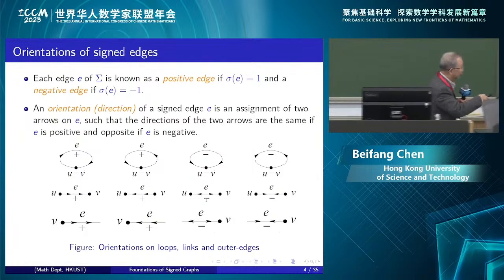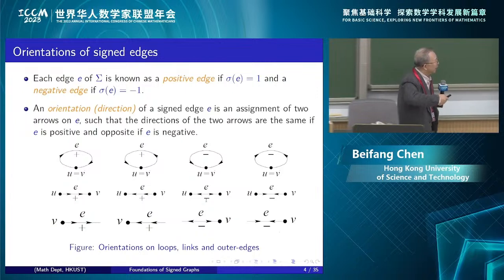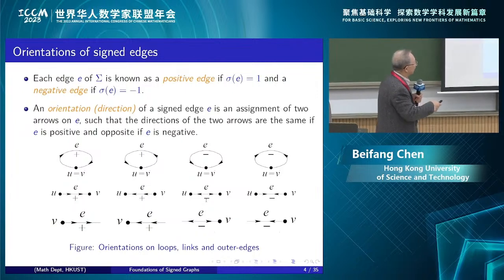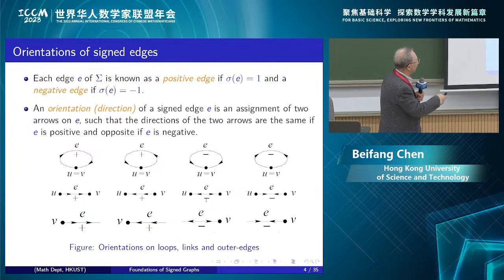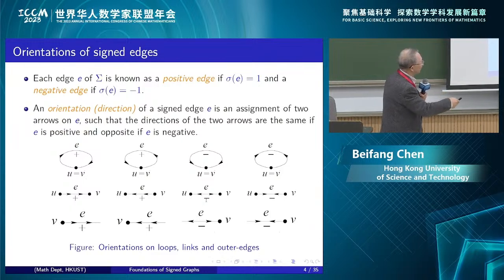It works now? Okay. Thank you. So that's for the loop. This one is in the same direction, and this one is in the opposite directions. And the outer edge is the same thing. Outer edge means that the other vertex is not there; there's no vertex right here.